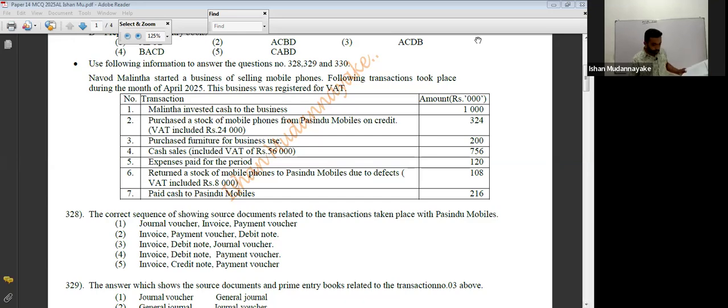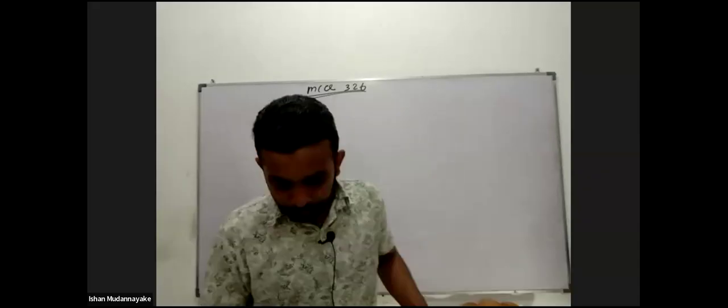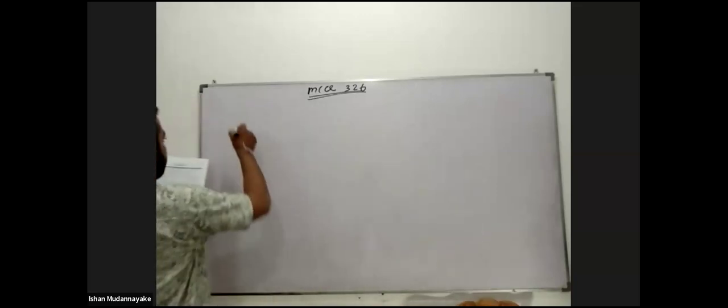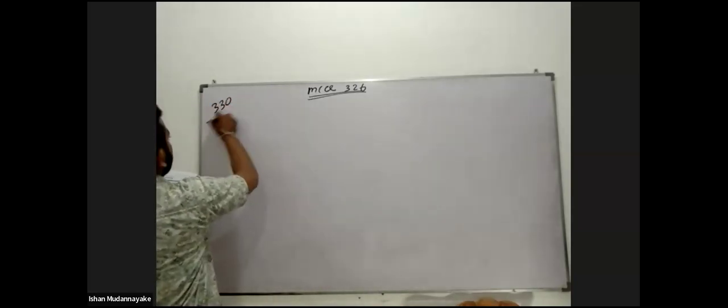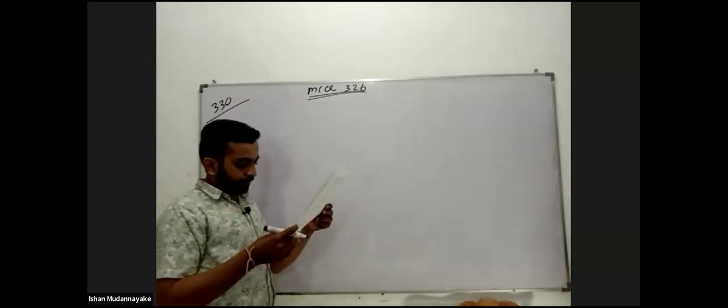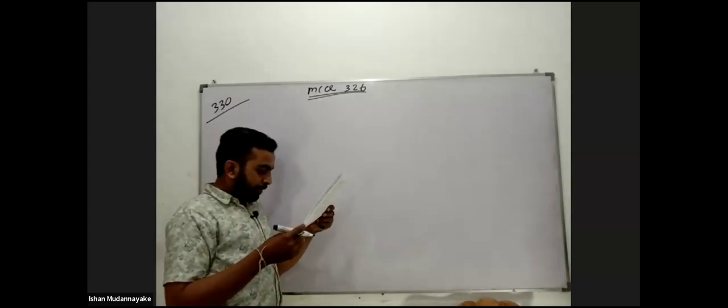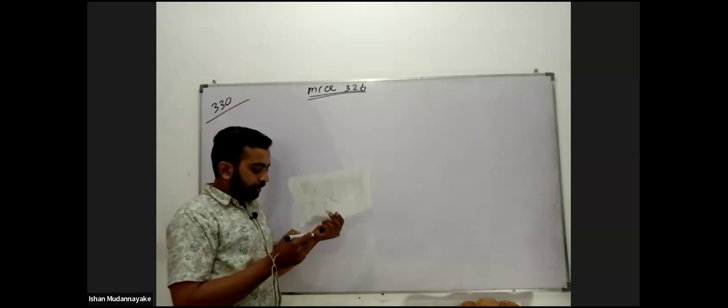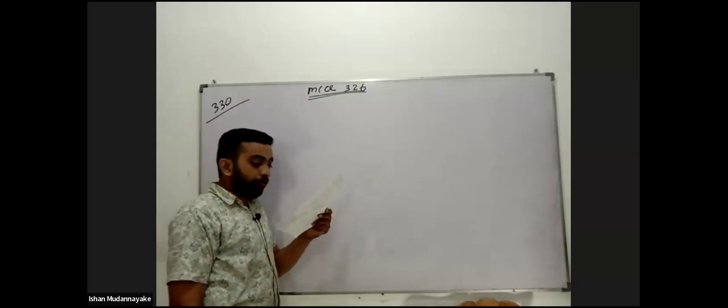How to get the answer for question number 330? What's the net profit earned by the business for the month ended 30th April 25? Right. What are the transactions?